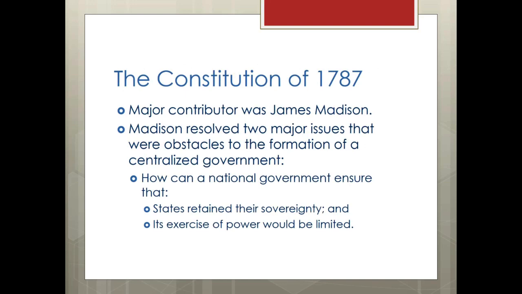So the Constitution became the Constitution of 1787, and the major contributor to that Constitution was James Madison. Madison resolved two major issues that were obstacles to the formation of a centralized government. One of the issues he resolved was, how do we have this federal government interact with the state governments? The state governments, remember, were primarily in control prior to the forming of the Constitution. So one of the things that he had to address, and he did so very well, was how do the states retain their sovereignty, but at the same time understand that the exercise of their power is going to be limited.